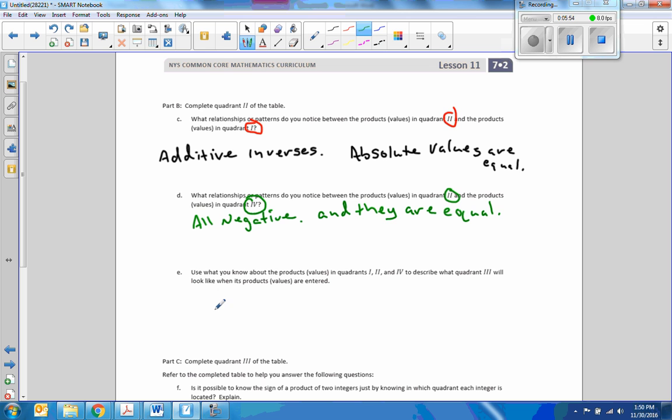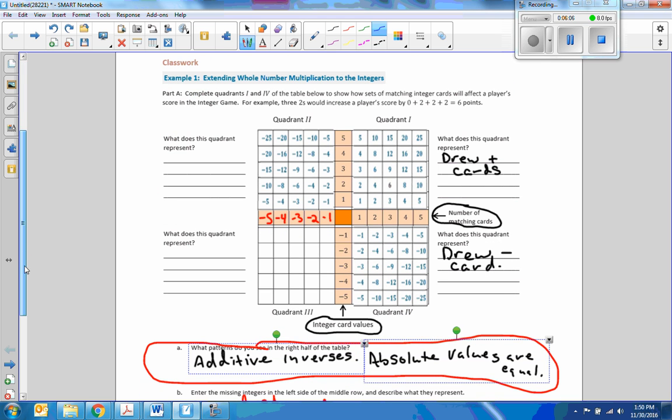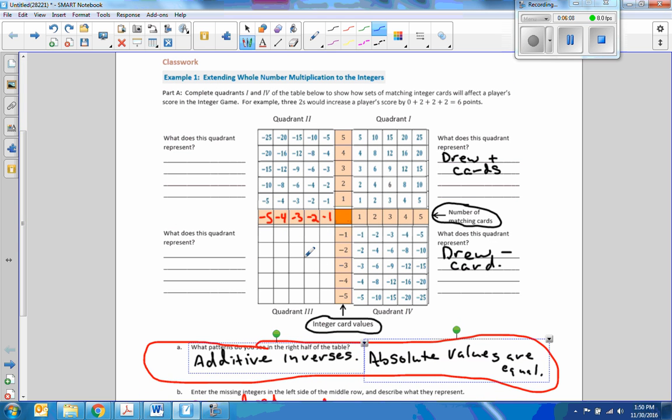E. Use what you know about the product values in quadrants 1, 2, and 4 to describe what quadrant 3 will look like when its product values are entered. So if I go back and investigate quadrant 3, I see positive here, negative here, and diagonally negative here, and this is the inverse of this, and this is an inverse of this. It looks like each quadrant next to each other are inverses, so this should be an inverse of this, or the additive inverse, I should say, or equivalent to quadrant 1.